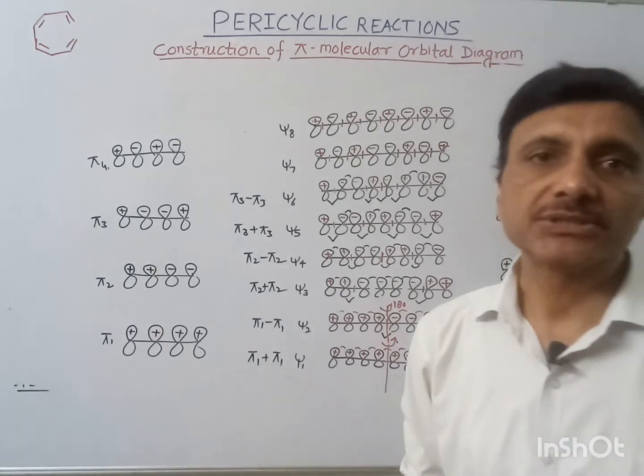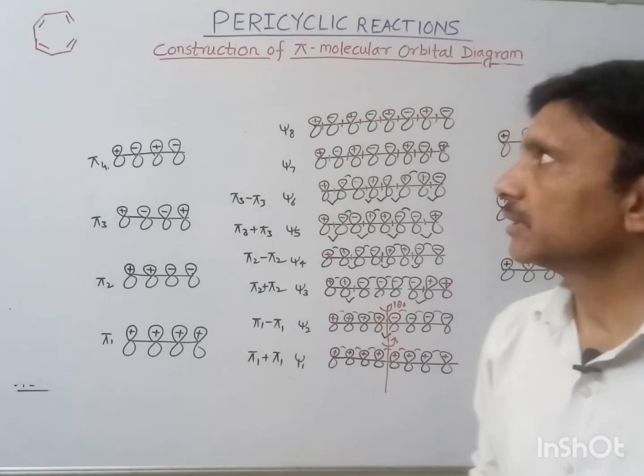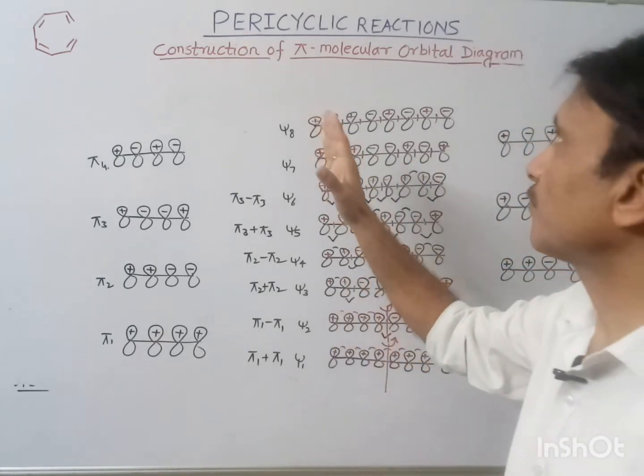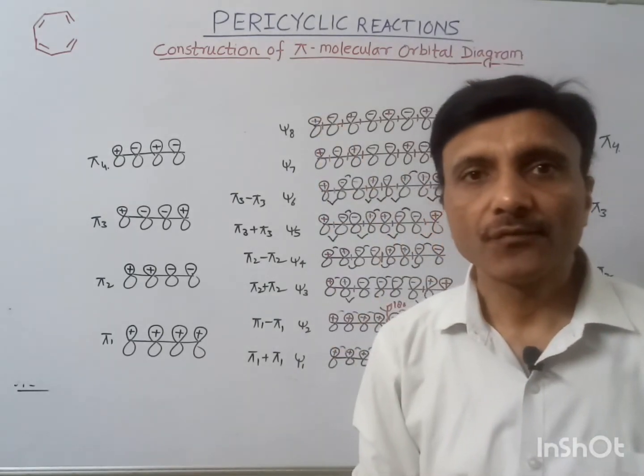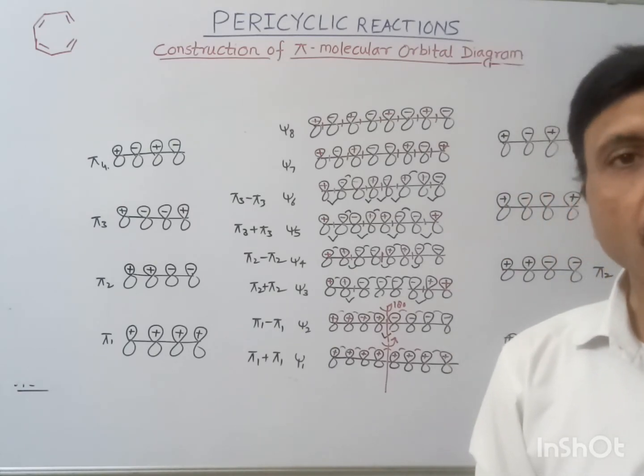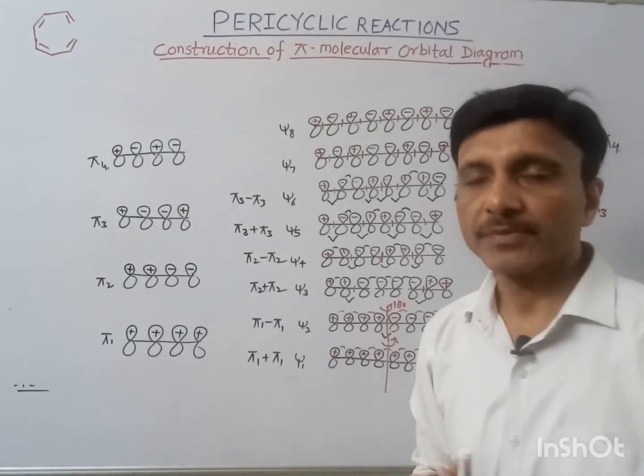Now, in my next lecture, you will see the construction of the pi molecular orbital diagram for allylic systems or odd carbon systems. Okay, thank you.